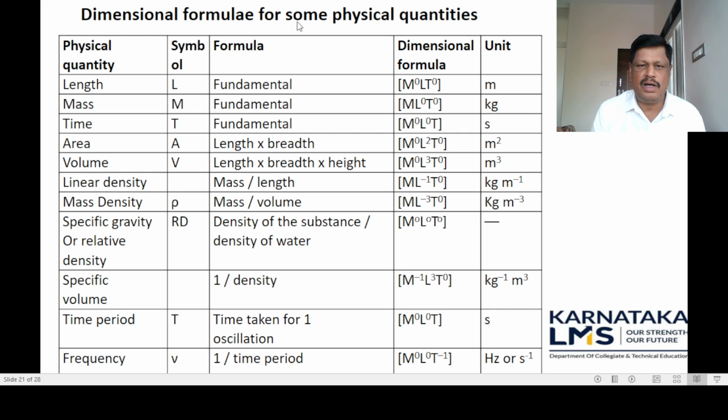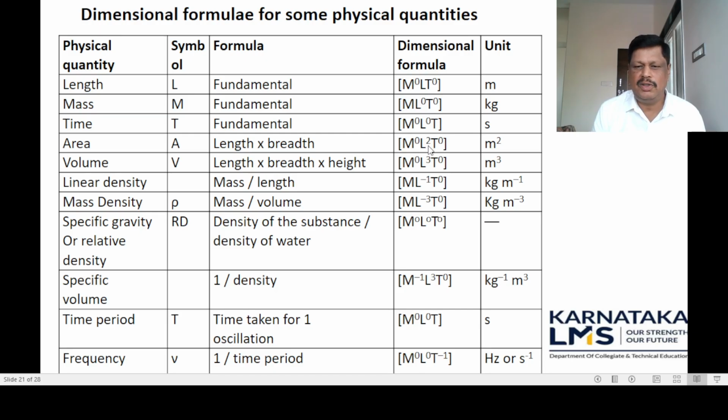Some dimensional formulae of physical quantities. You already know that length, the symbol is L, is a fundamental quantity, so the dimensional formula is M^0 L^1 T^0. We can write the unit using dimensional analysis. The unit of length is meter, mass is kg, time is second. Area is length into breadth, so L squared. M^0 L^2 T^0 is the dimensional formula of area.